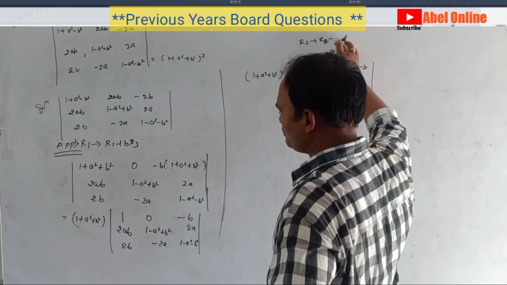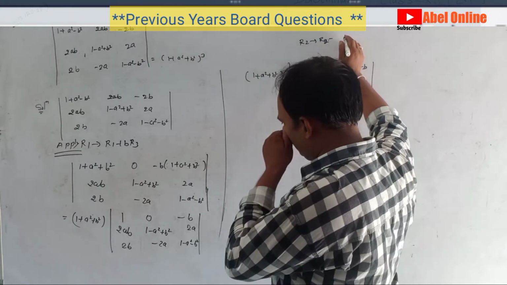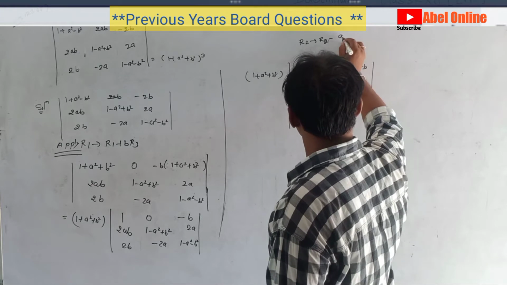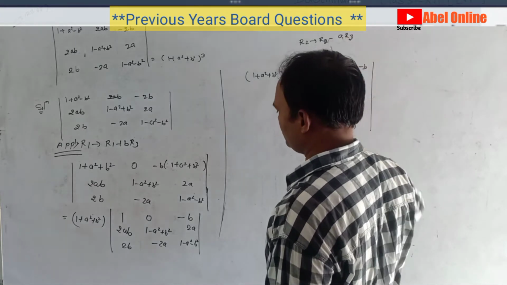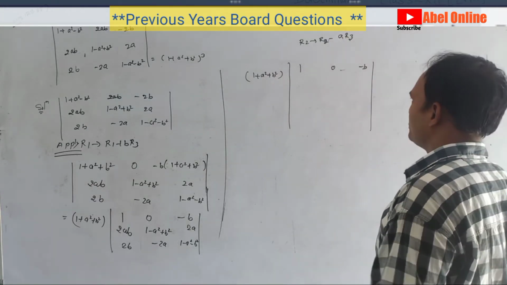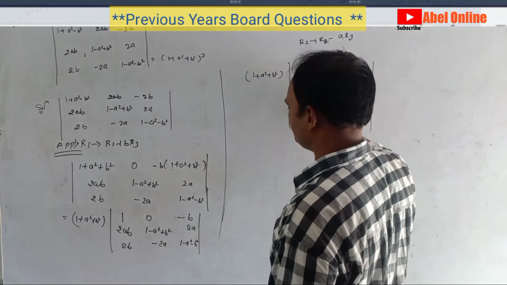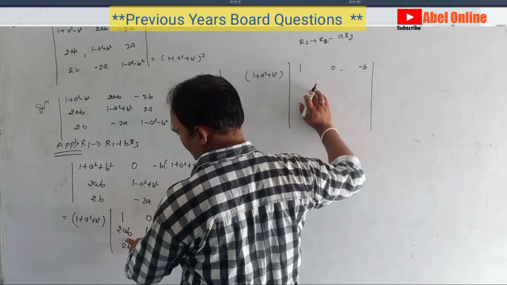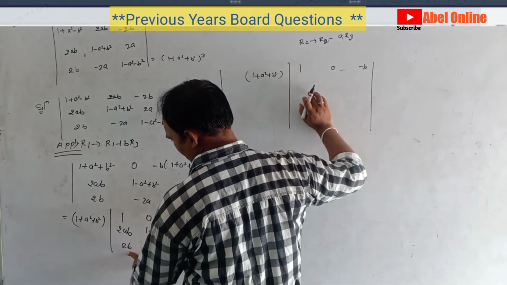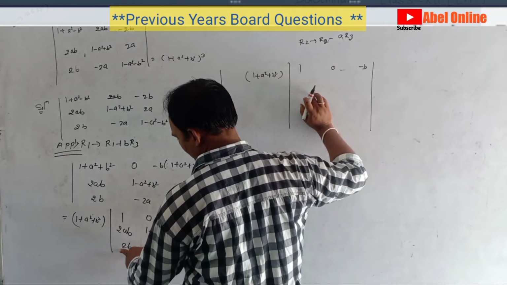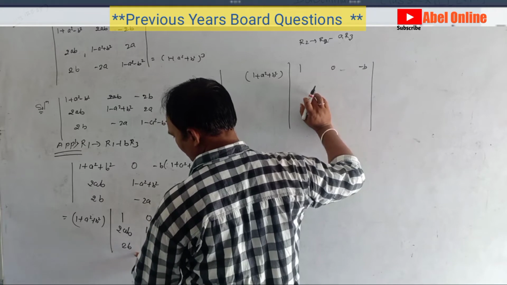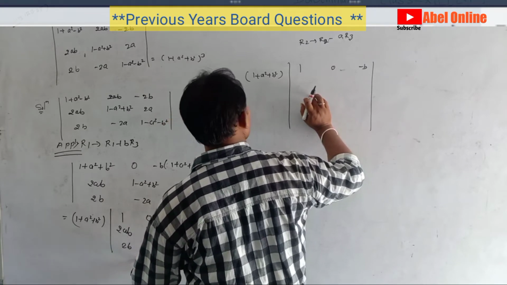R2 tends to R2 minus 2a R3. Okay, we have to operate this operation. So it is 2ab, and if I multiply 2a by a, it is a into 2b, so it is 2ab, and this minus this we can say that it is 0.